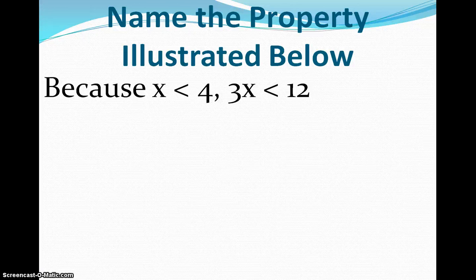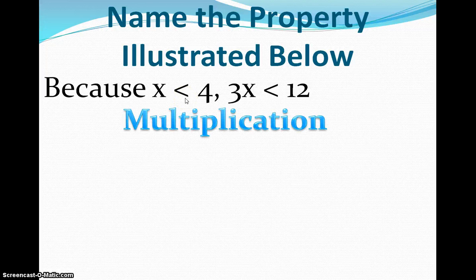And lastly, I'm going to leave you with a couple of examples of what we're going to see in the book. Name the property illustrated below. This is the same thing that we did in chapter 2. If I know that x is less than 4, then I know that 3x is less than 12. So the question is, what am I doing to this one here to get it to here? Hopefully you're saying to yourself that you're multiplying by 3, and so you would quote the multiplication property.